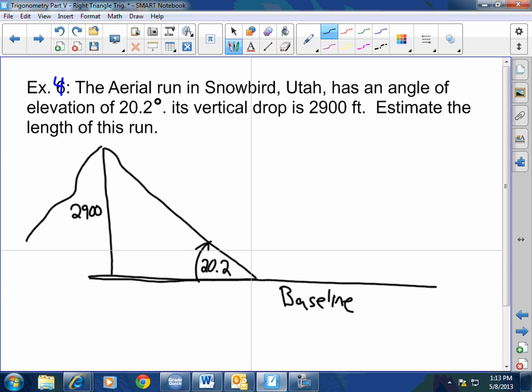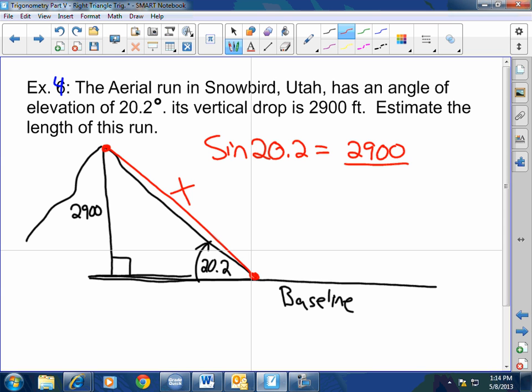Well, my brothers, if I have a vertical drop and I have a horizontal baseline, I have a 90-degree angle, I have a right triangle now. So now I'm going to simply find the distance from here to here. That is what I'm finding. Does that make sense, guys? Okay, what was I given? What tool can I use to solve this? Opposite and a hypotenuse. So I'm going to go sine of 20.2 equals opposite over hypotenuse.